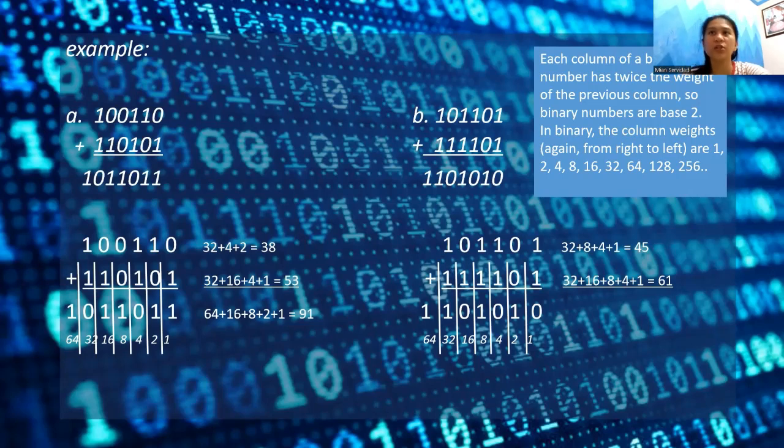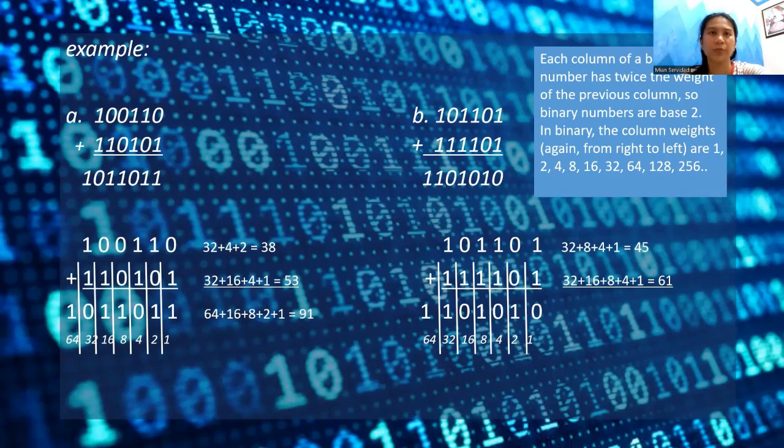In each column of a binary number, the weight is twice that of the previous column. So binary numbers are base 2. As you can see here, for example, in binary, the column weights are, from right to left, 1, then 2, 4, 8, 16, 32, and 64, and so on. Every column has a value.